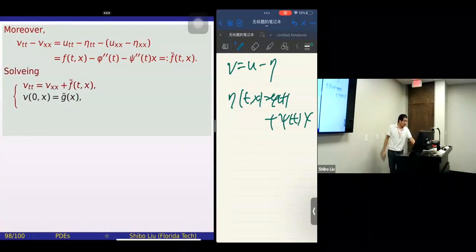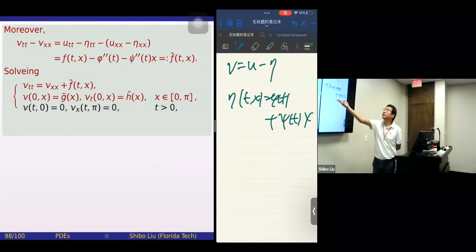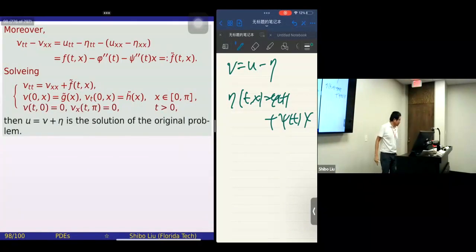And this new initial condition, the displacement and the initial velocity. Also, the new boundary condition. But now the new boundary condition is homogeneous. And you can solve this using the method we discussed before. You can solve this for v. Having obtained v, our solution u is simply v plus eta. Okay, so this is how we deal with non-homogeneous boundary condition.